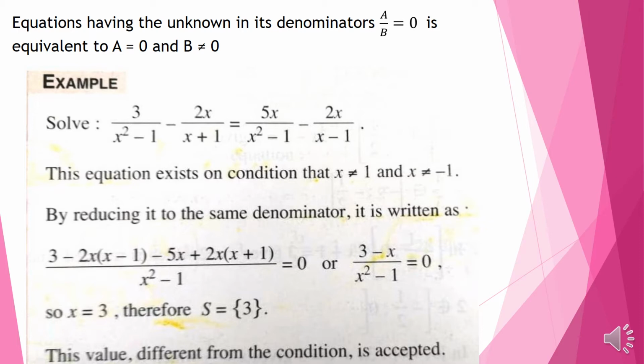equals 0. Now we have changed the given equation to the form a over b equals 0, which is equivalent to a equals 0 and b does not equal 0. So what is the expression equal to 0? 3 minus x equals 0, which gives us x equals 3. Therefore, the solution set is a single solution, which is 3. This value is accepted. Why? Since it is different from 1 and minus 1.